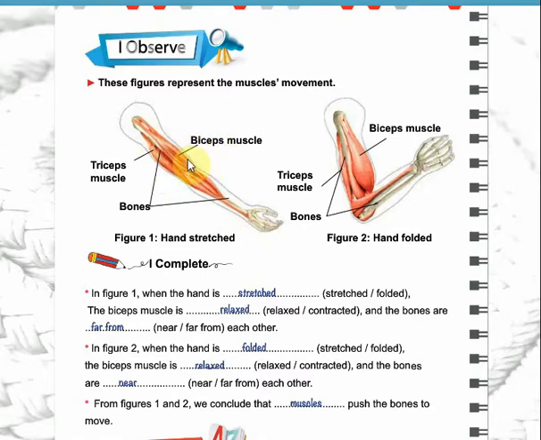Relaxes means it rested. And the triceps muscle contracts. Of course, they work opposite to each other. Okay? And the bones are far from each other.